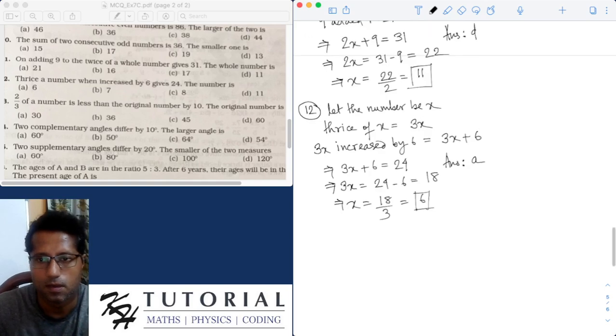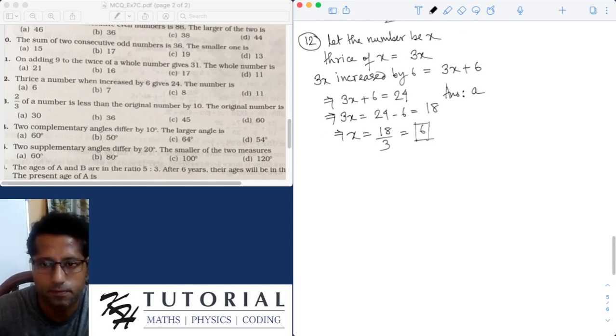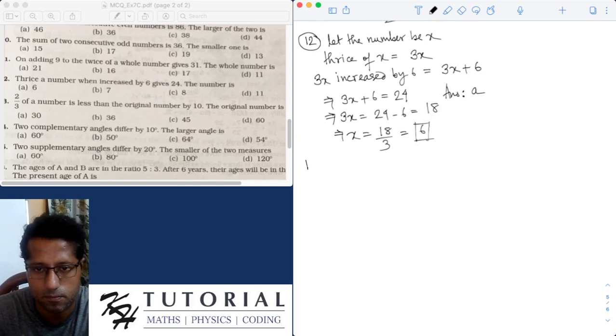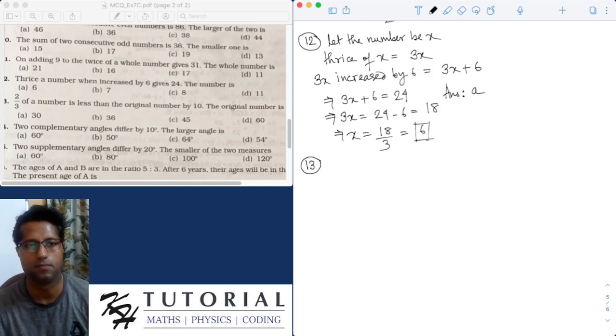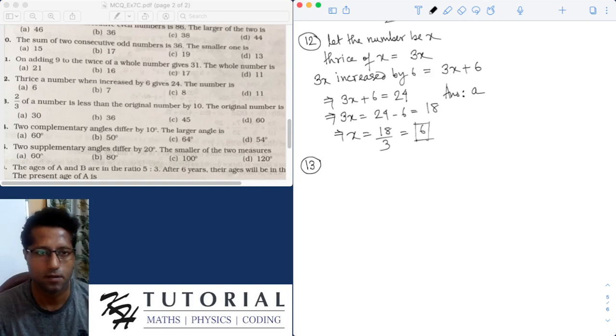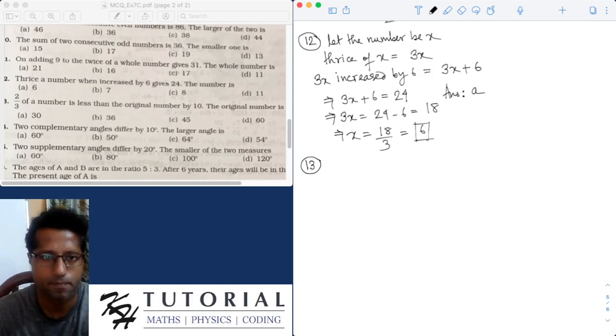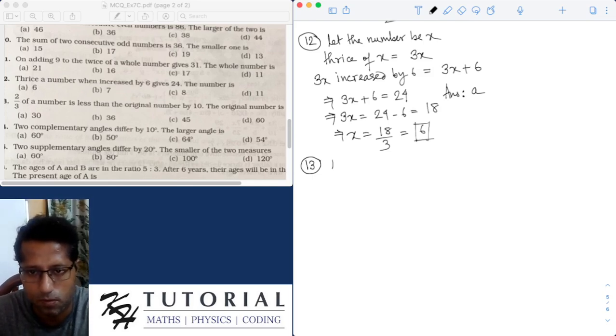Okay, let's do question number 13. Question number 13 says, 2/3 of a number is less than the original number by 10. Then the original number is, we have to find the original number. It is saying 2/3 of a number is less than the original number by 10. Okay, so as usual, let the number be.